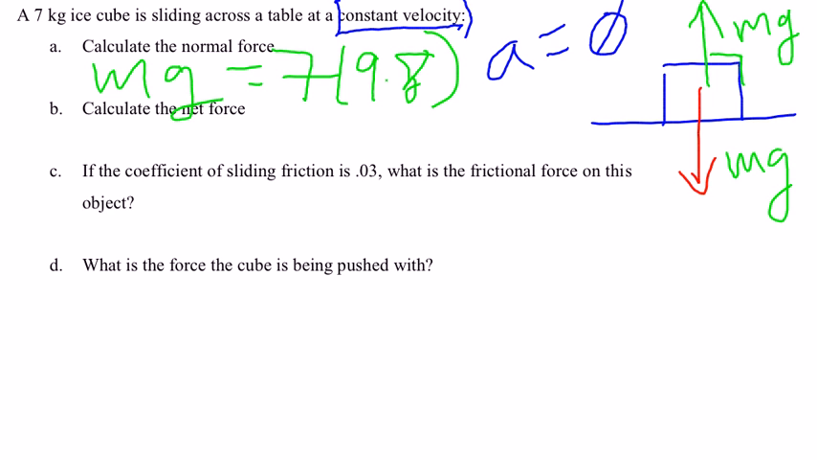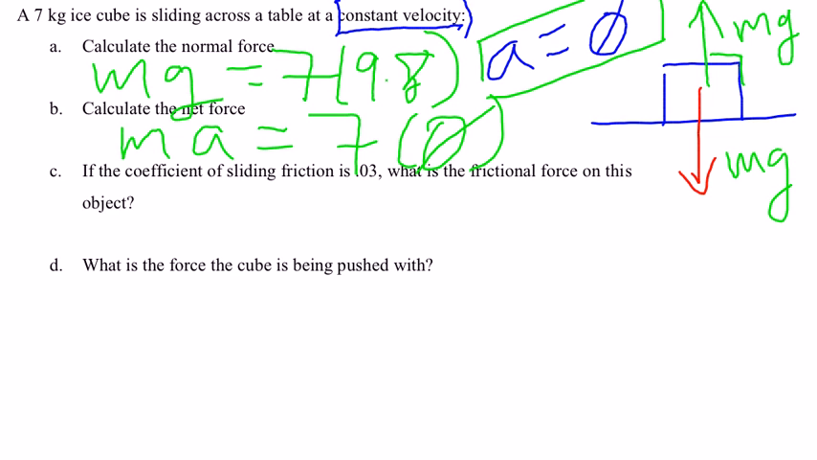Okay, the net force, again, we said acceleration is 0 because we saw constant velocity. Net force is mass times acceleration, so we have 7 times 0. So the whole answer is 0.